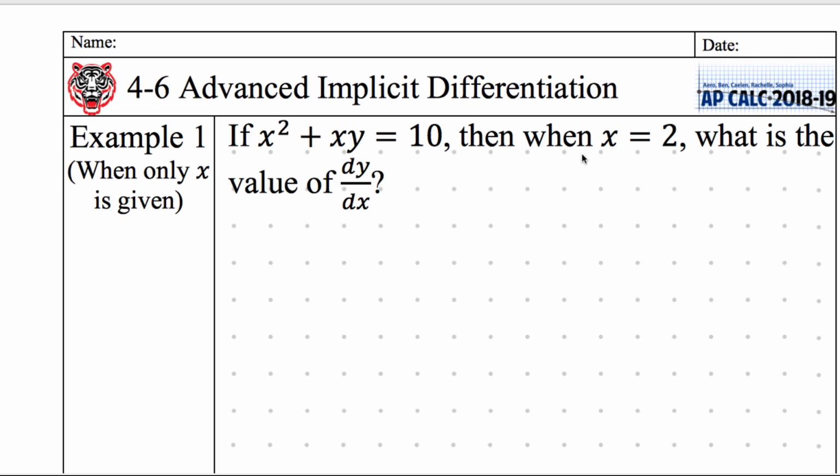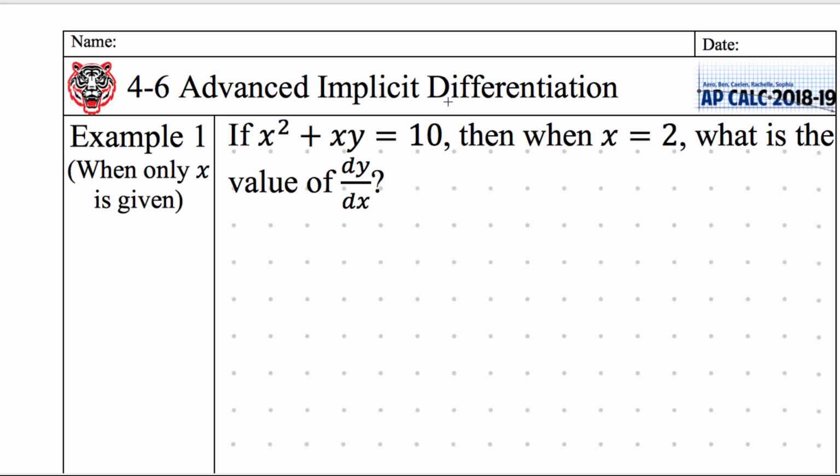Calculus! This is AP Calculus. We are back in business. I am here. I am not helping Riley with his sickness, and it is good to be back.